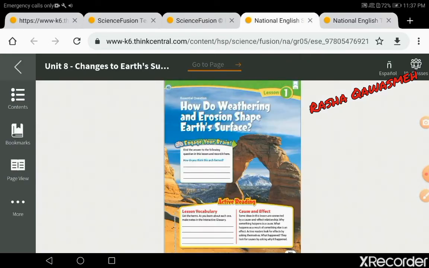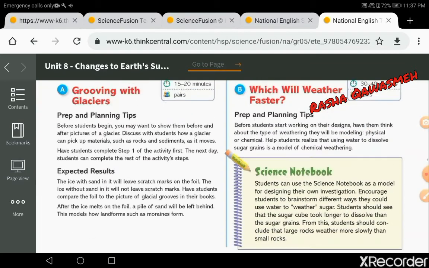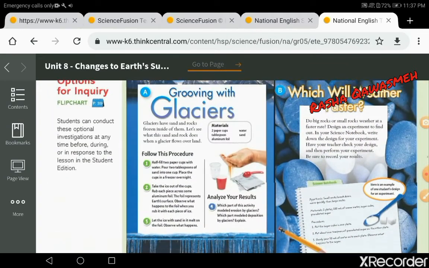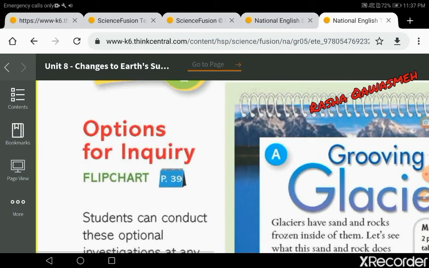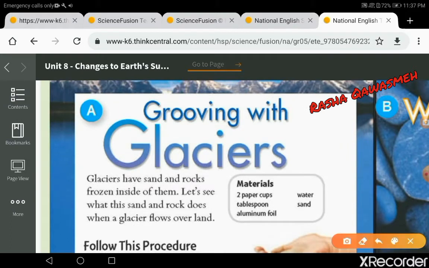Now, before we start the lesson, I'd like you to start with this activity. If you like doing activities, it's so easy and simple. It is called grooving with glaciers. Grooving, and the word grooves, it means it makes a trace. Okay, so glaciers, do you know what does glaciers mean? Yes, big masses of snow. Now let's start with this activity.